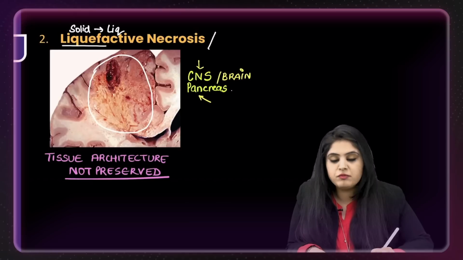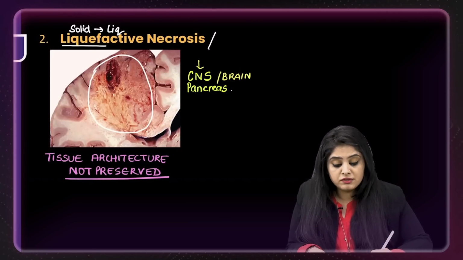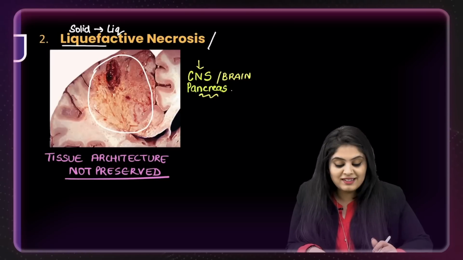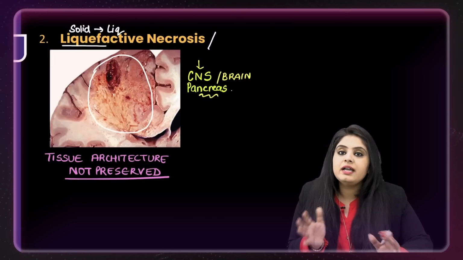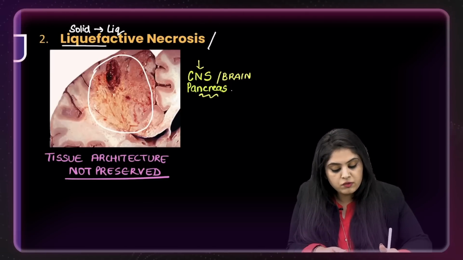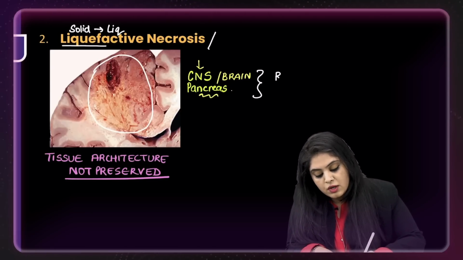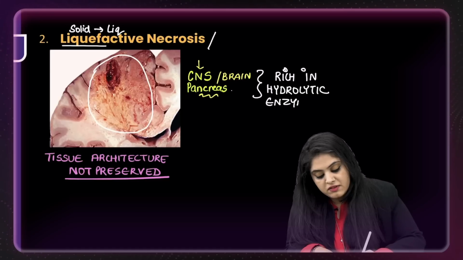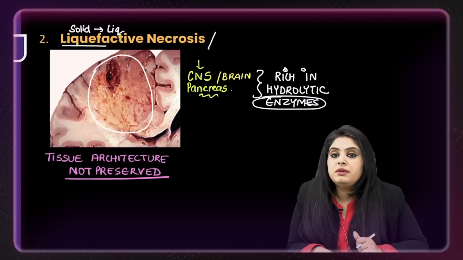For example, you have a case of pancreatitis. This is what is going to happen in the pancreas. Any reason, guys, why only brain and pancreas I'm considering over here? Because these organs are very, very rich in enzymes. They are very rich in hydrolytic enzymes. And that means that whenever enzymatic activity is more, the area is going to become liquefied.